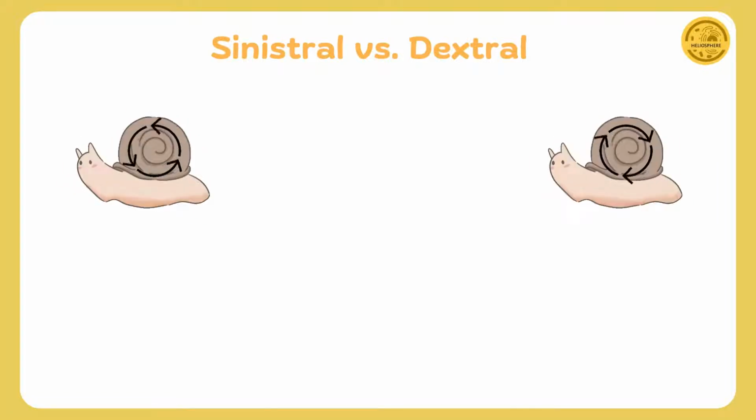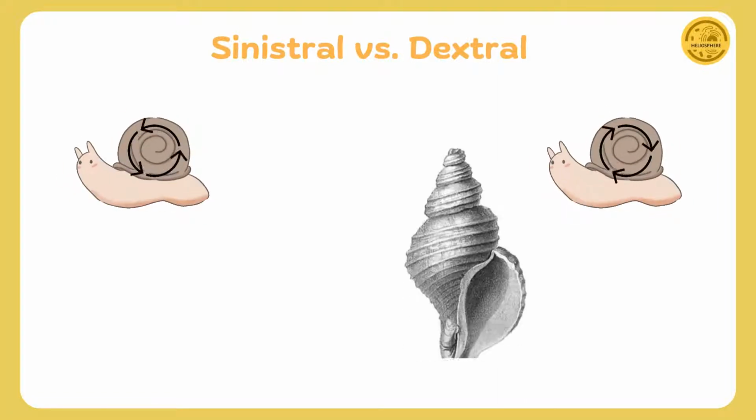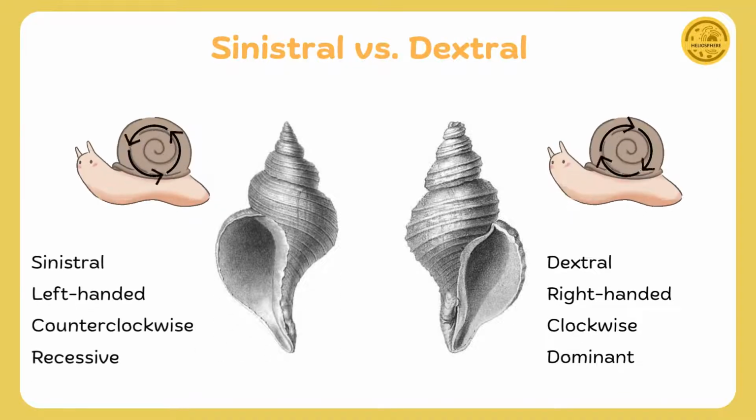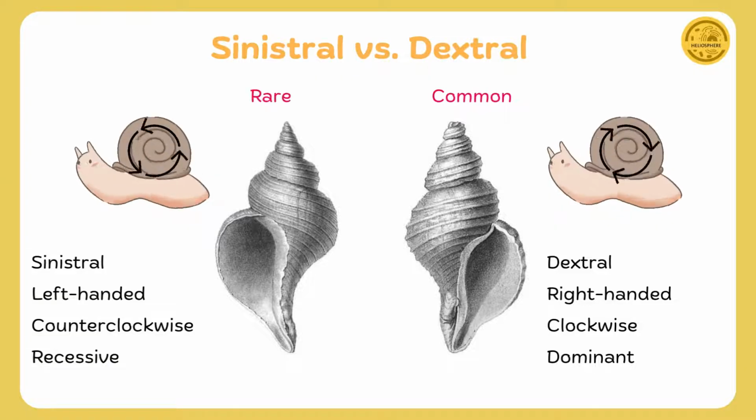Snails can have shells that spiral either to the right, known as dextral, or to the left, known as sinistral. In most species, dextral snails are far more common, while sinistral snails are rare. But why does this happen?